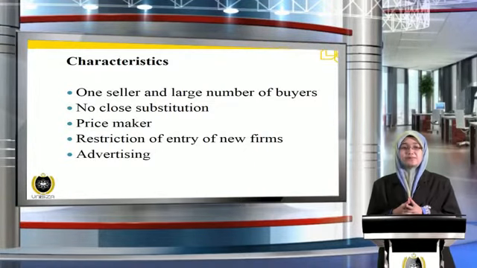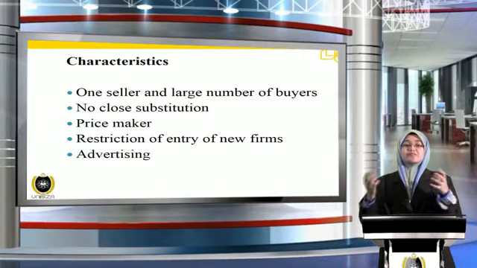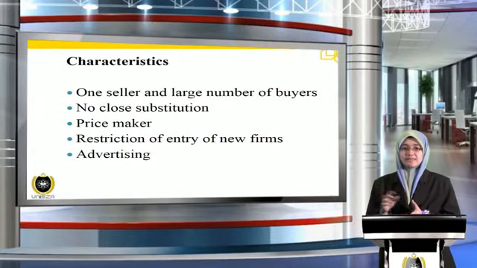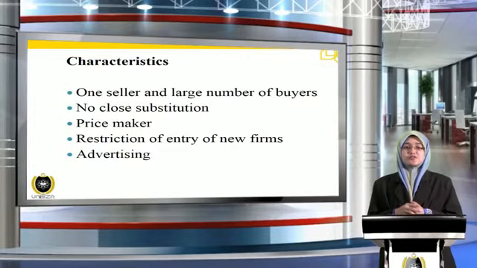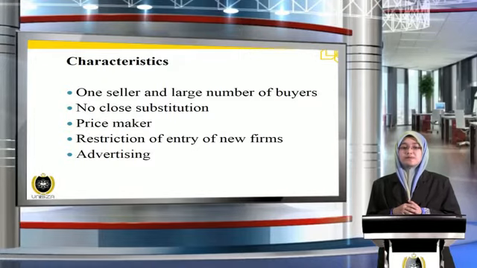The third one, price maker. As we know, the perfect competition is a price taker, while the monopoly is a price maker since there is one seller or producer and it has the market power to control the price. The next one, restriction of entry of new firms. In a monopoly, there will be strict barriers to entry of new firms. A monopoly faces no competitors because of barriers to entry. The last one is advertising. Advertising in a monopoly market depends on the product sold.